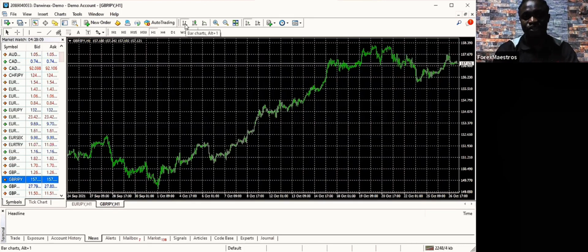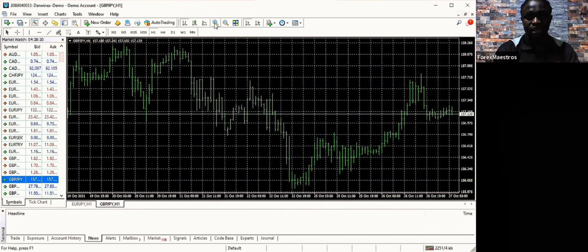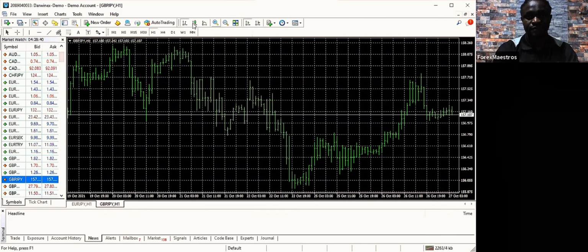We have this bar chart. This is called bar chart. Notice that it is checked. It means our chart is currently on bar chart. I want to zoom. This is our zoom. I can zoom in, I can zoom out. If I zoom in, notice it's become bigger. I'm sure you can see my chart clearly right now because it is bigger. If I zoom out, it looks tiny. If I zoom in, yes, it looks bigger.